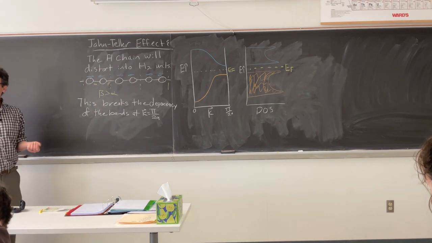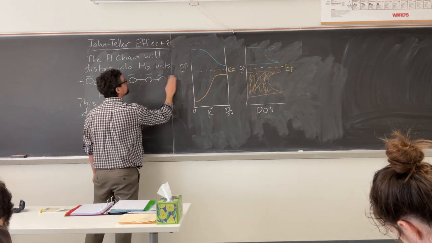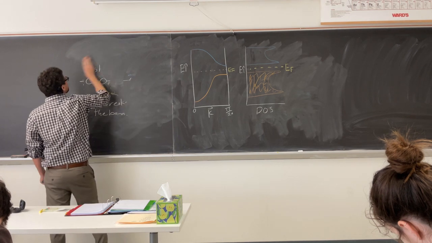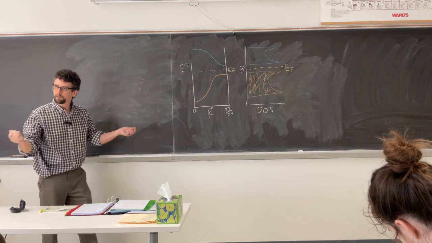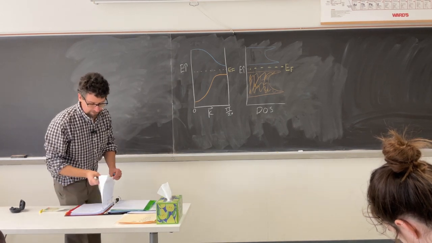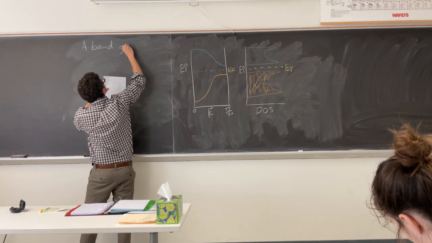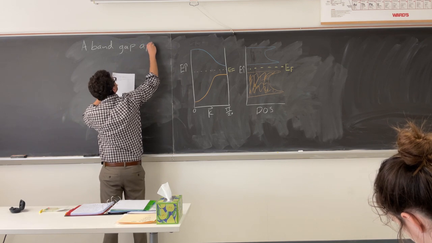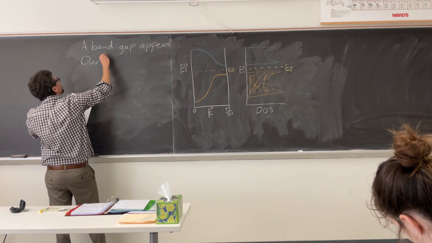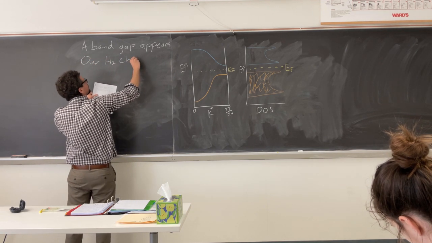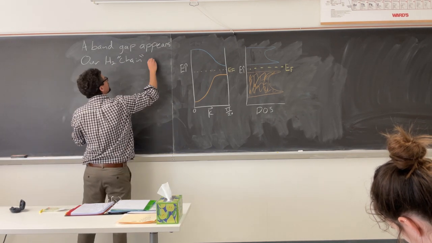Okay, so what's happened to the metallic character of our system? Yep. Might be a semiconductor now, depending on how far apart they are, if we can make it happen. But a band gap appears. Our H2 chain, I'm going to put it in quotes because really it's just a set of molecules near one another, is no longer conductive.